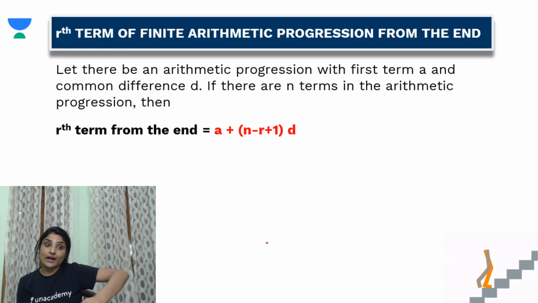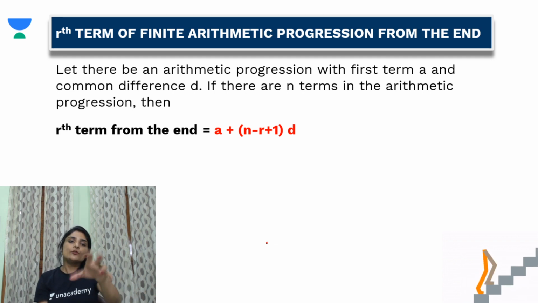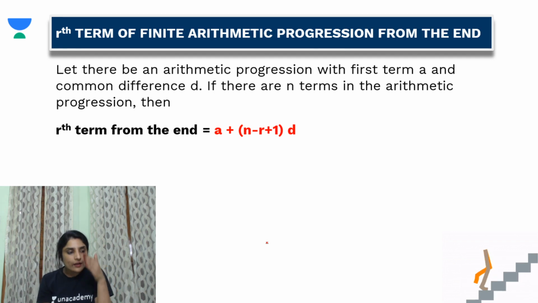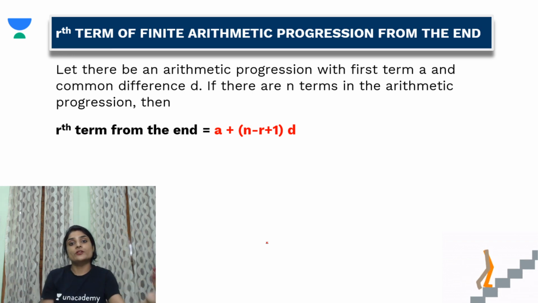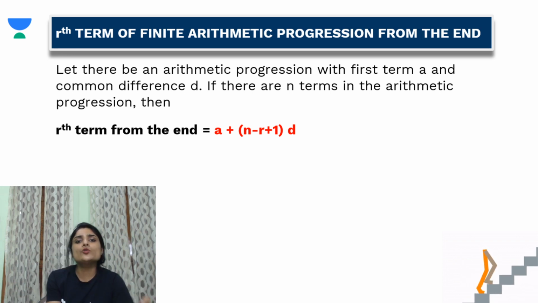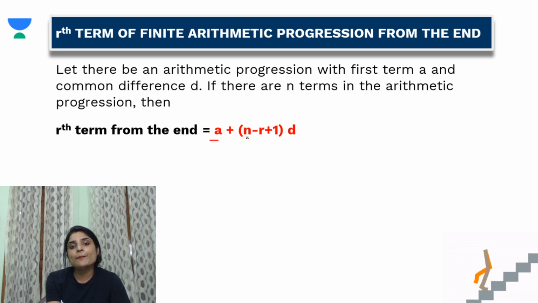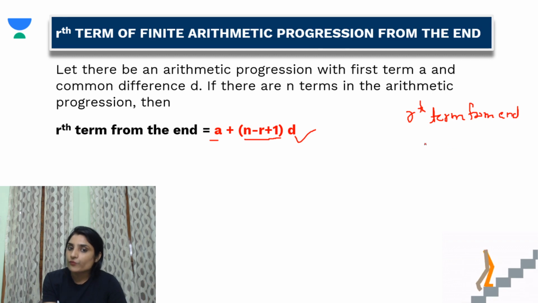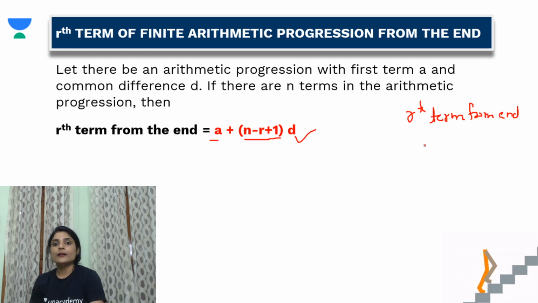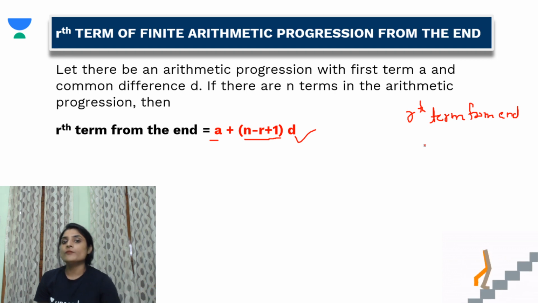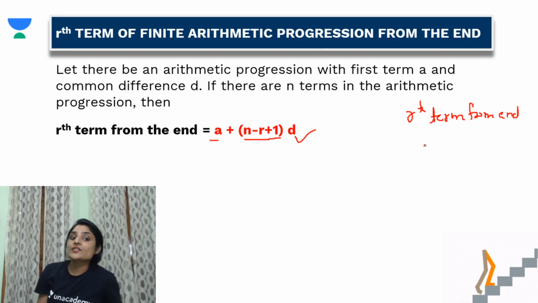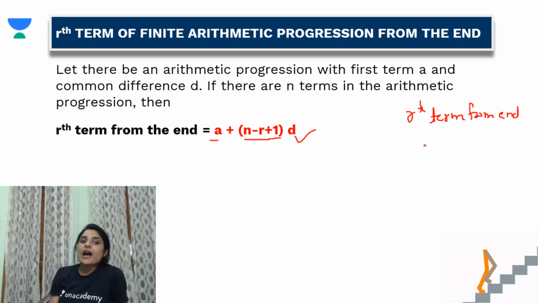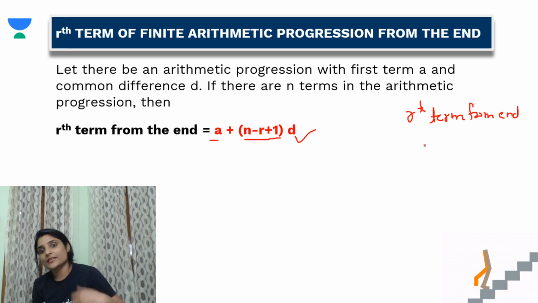That is rth term from the end. If you know the last term, and I am asking the rth term from the end, then you can apply this formula, that is a plus n minus r plus 1 d, because rth term from the end will be n minus r plus 1th term from the beginning. Okay, so for rth from the end, you can apply this concept also.